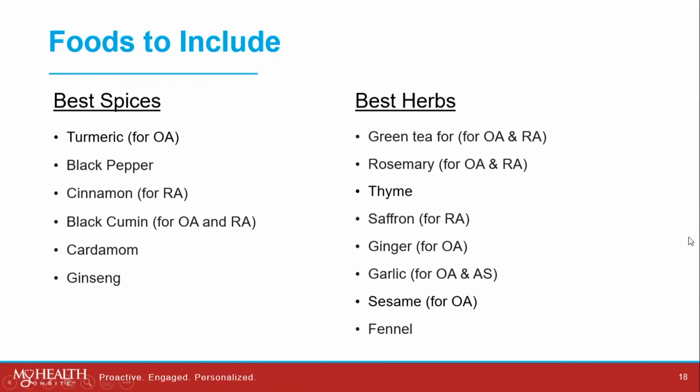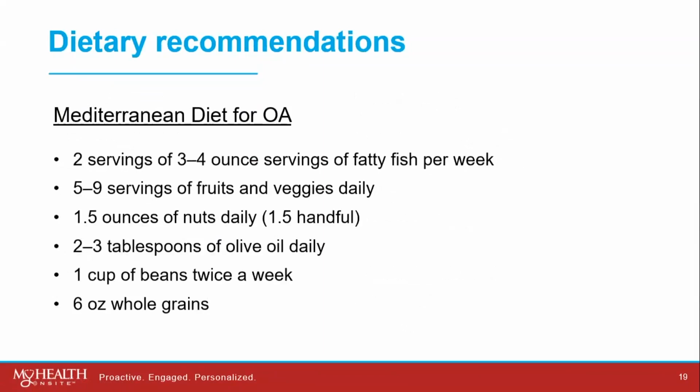So next we're going to look at some dietary recommendations for some of the most common arthritis conditions. For osteoarthritis, which is the most common arthritis condition that we have here, the Mediterranean diet is kind of like the gold standard. I've gone through and we've looked at all the benefits from these components, so I'm going to give you the serving size recommendations for each one.